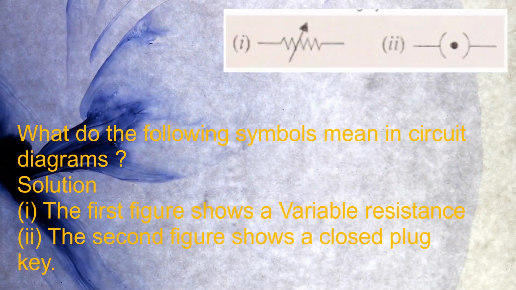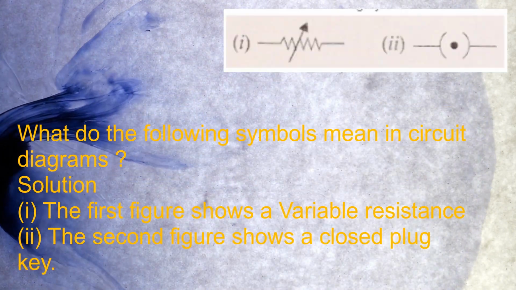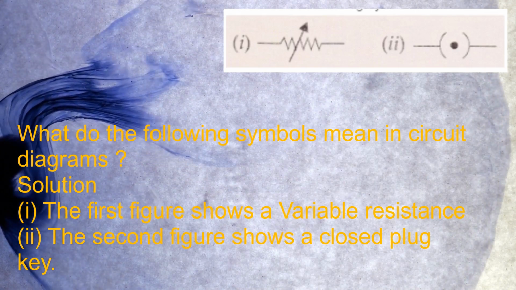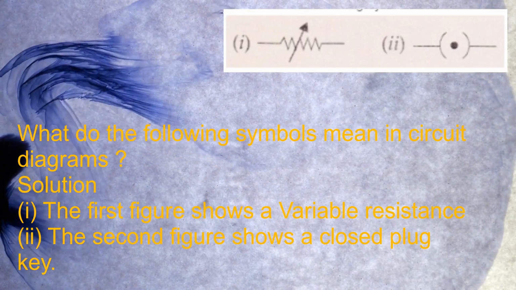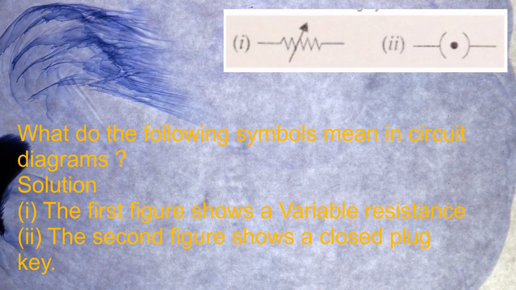What do the following symbols mean in circuit diagrams? Solution: 1. The first figure shows a variable resistance. 2. The second figure shows a closed plug key.